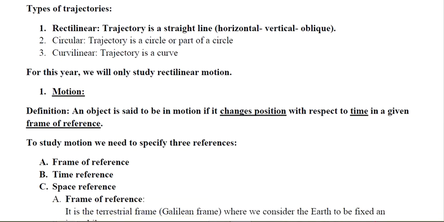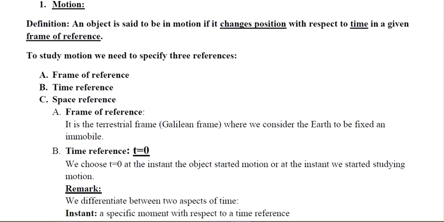أول شيء نحكي بالmotion. What's motion? Motion حركة. The definition of motion, if an object is said to be in motion if it changes position with respect to time. So البوزيشن تبع الأوبجكت بيكون عم يتغير with respect to time. إذا ما عم يتغير البوزيشن تبعه الموقع تبعه معناته هو ما عم يتحرك. ما في motion. يعني نقول it is at rest.